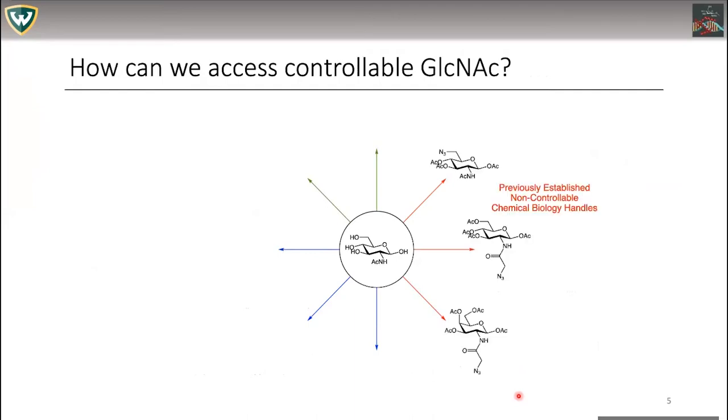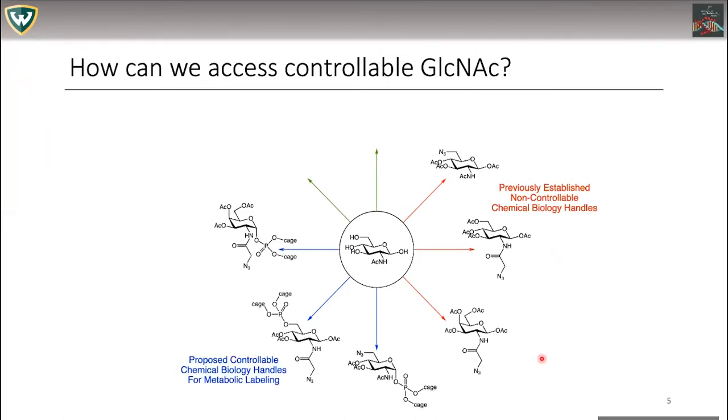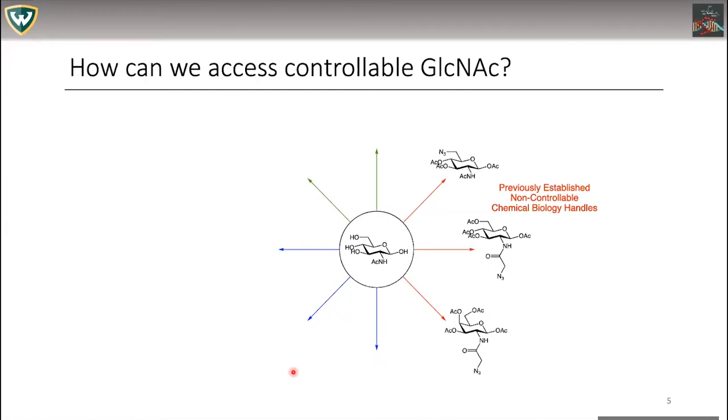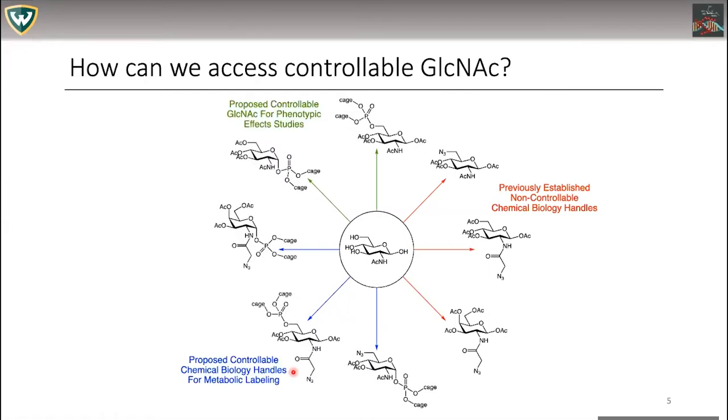And so the first bit of this wheel shows previously established metabolic labeling tools, controllable chemical biology handles that we have. It starts with the 6-azido GlcNAc, goes down to GlcNAz and then GalNAz, which is an even less specific metabolic labeling tool that we would look at much later. What we want to do with these is make phosphate photocages attached at various positions of the sugar. For 6-azido GlcNAc, we would attach a phosphate at the one position with the photocage. And for GlcNAz, we could try the 6th position. We would eventually like to apply these to just GlcNAc without the azide attached so we can study phenotypic effects.